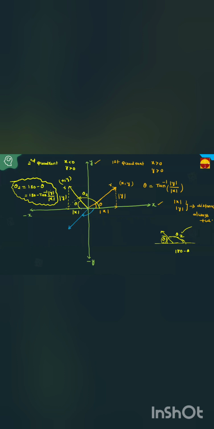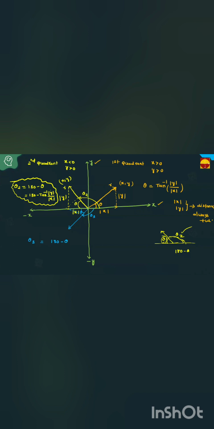Let this angle be theta. This total is 180 degrees. Then how to get theta 3? Theta 3 equal to 180 minus theta. From 180 you subtract the theta, and we can get theta 3.